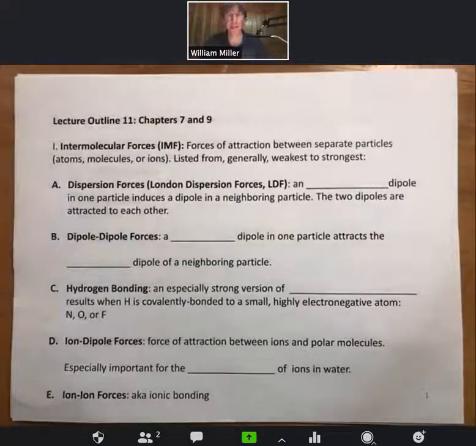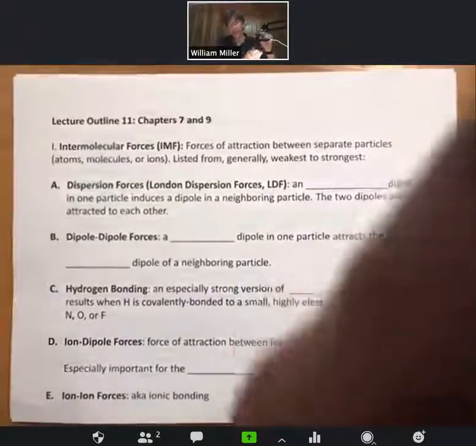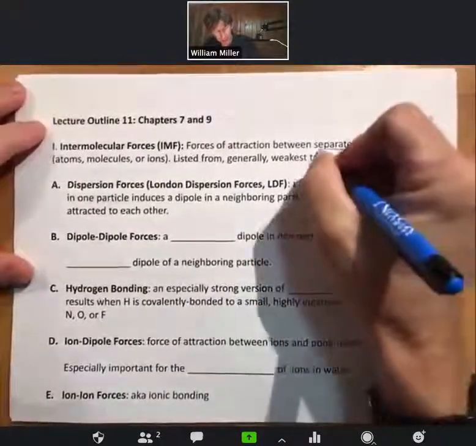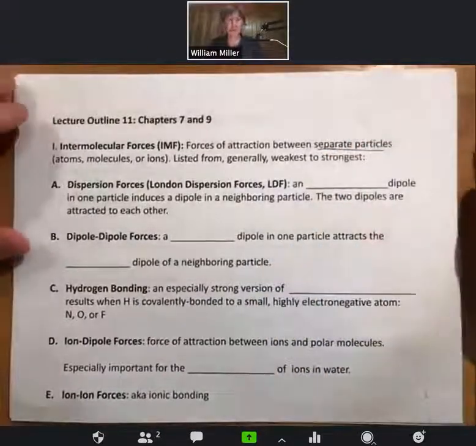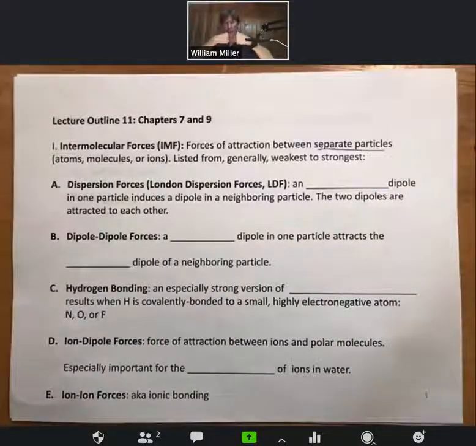All right, this is lecture outline 11. It's time to talk about intermolecular forces, or IMF. These are forces of attraction between separate particles, atoms, molecules, or ions. And the key phrase here is separate particles. So we're going to be talking about two different things that are interacting together.